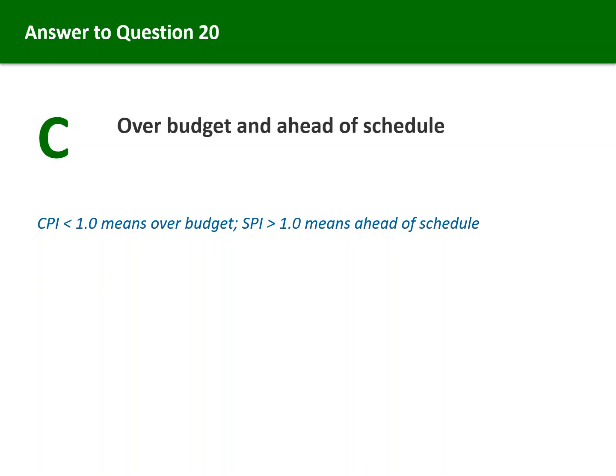A CPI of 0.85 is less than 1.0, indicating the project is over budget, getting only 85 cents of value per dollar spent. An SPI of 1.1 is greater than 1.0, indicating the project is ahead of schedule, having completed 110% of the planned work. This is a common scenario where rushing leads to cost overruns.